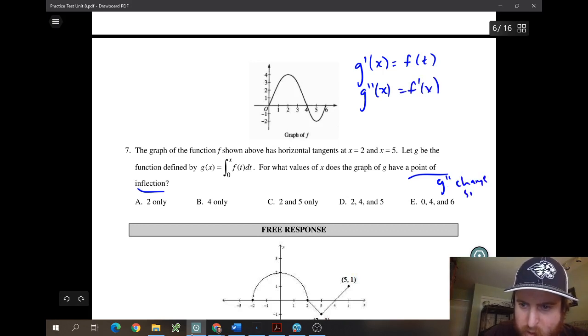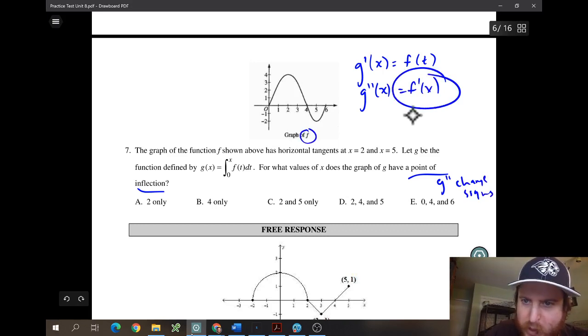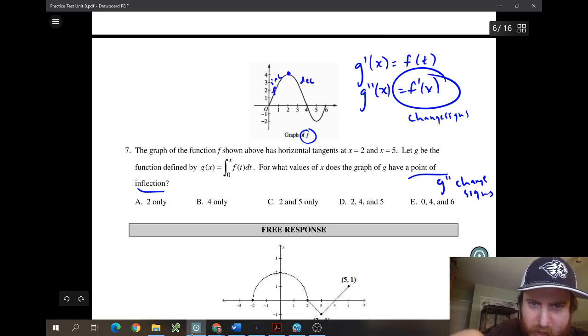But what we need to do is refer to the graph of f. So what is g double prime? It's f prime. So we want to know when f prime changes signs. Right, f prime is if our graph is increasing and decreasing. So it's increasing, then decreasing. So it changed from f prime being positive to f prime being negative. Then right here it's decreasing, and now it changed back to f prime being positive, which was increasing. So it's going to change signs at 2 and at 5.